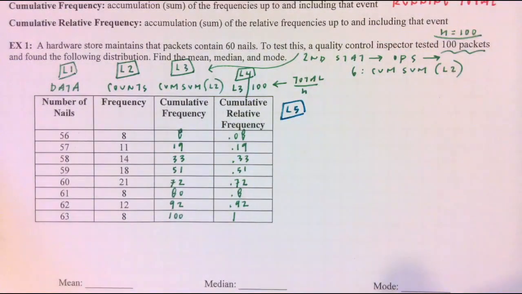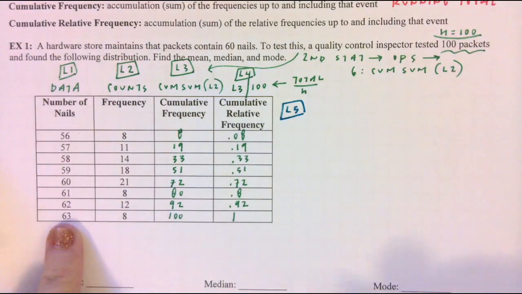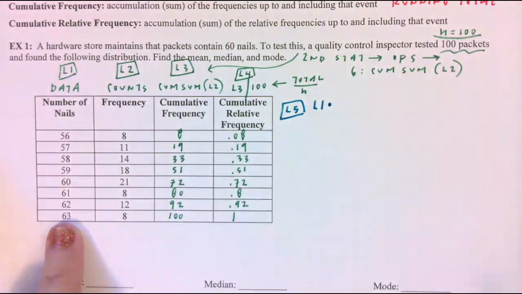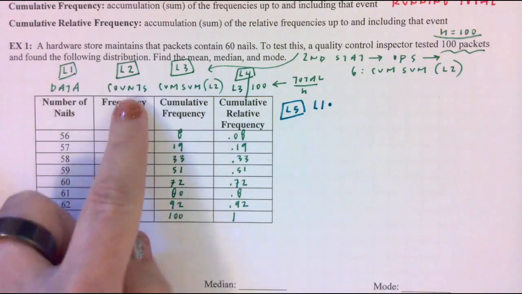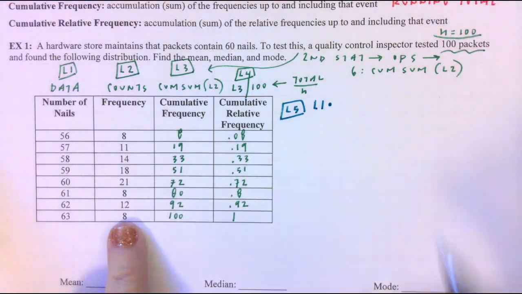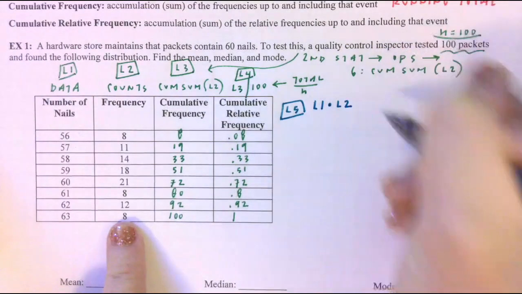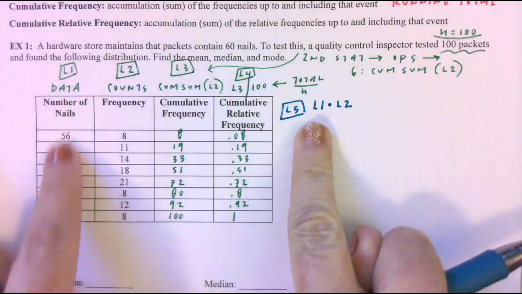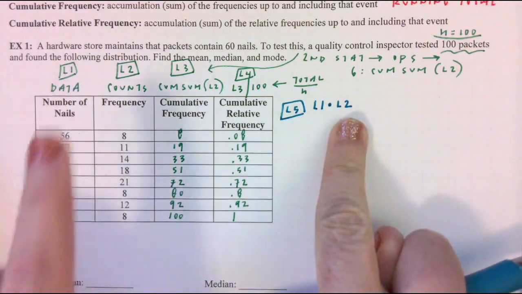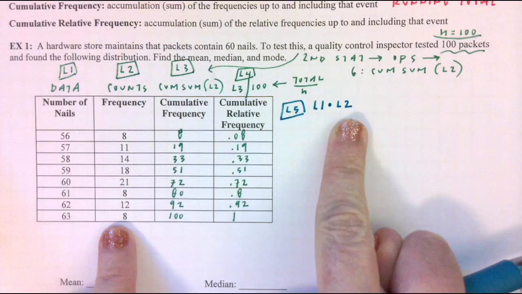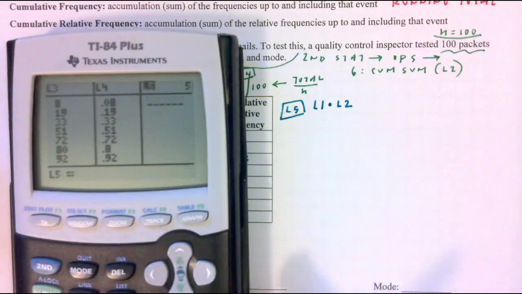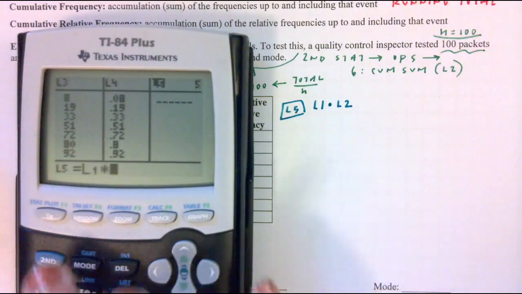So in my L5, I'm going to look at the product of each of these particular outcomes. So everything in my L1, and I'm going to multiply that by my frequency right here that's in my L2. So essentially what I'm doing is taking the product of the number of nails per packet and the frequency of each of those particular outcomes. So let me go to the top here, my L5, and I'm saying L1 times L2.